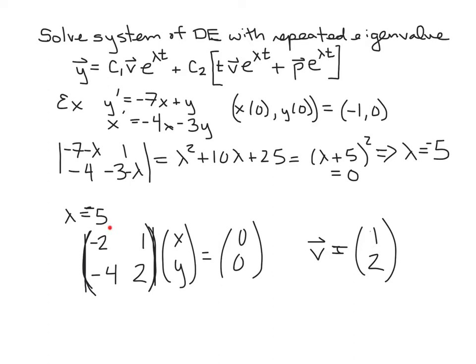If I multiply -2 times 1, I get -2, and then 2 times 2 is +2, and add those together and you get 0. -4 times 1 is -4, 2 times 2 is 4, add those together, you get 0. Okay, so there's our eigenvalue and eigenvector. Now, here's where we're going to do this other vector. It's not even an eigenvector, it's just an associated vector.